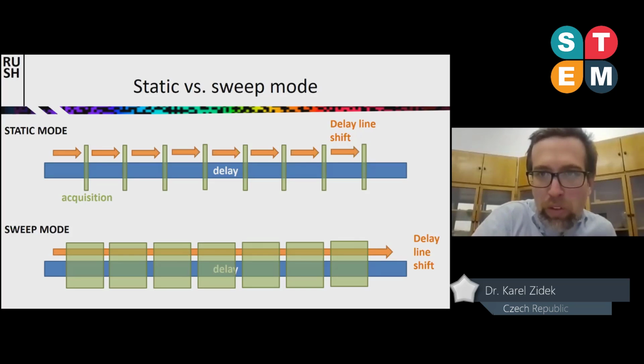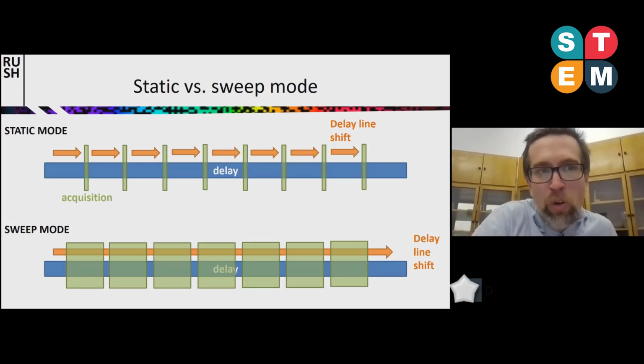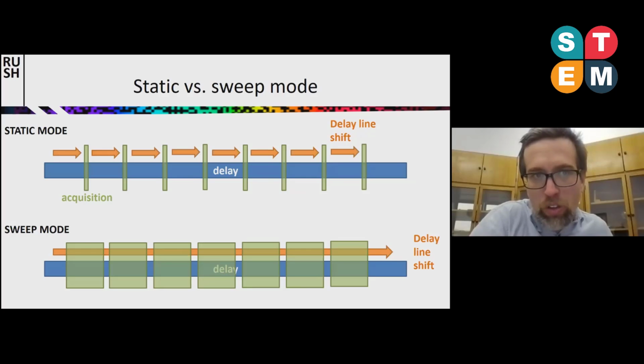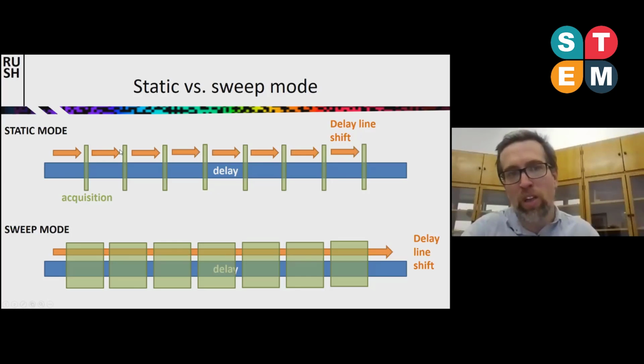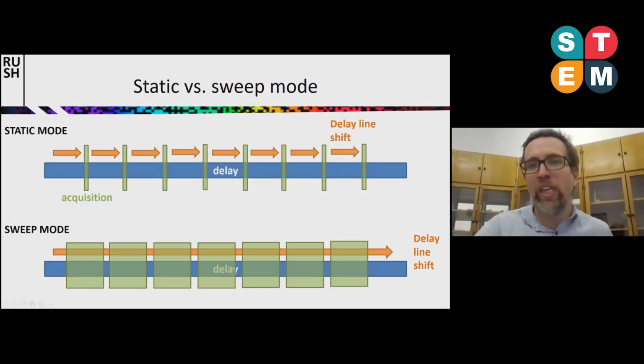Okay, but we wanted to speed up our measurement even more. So of course, the way that we measured so far was this. We shifted our delay line, stopped it, and acquired one spectrum, did it again, stopped, acquired a second spectrum, third, etc. until we measured the complete FROG trace. And this takes some time.